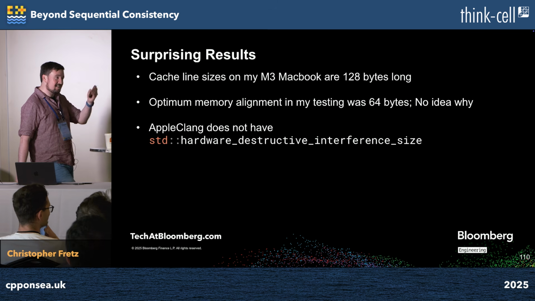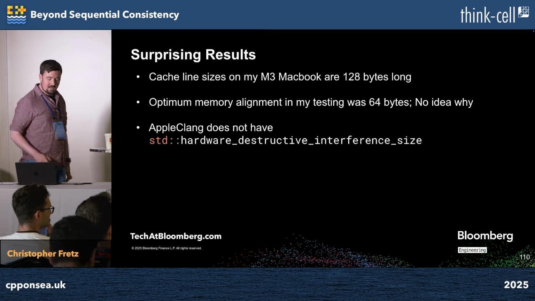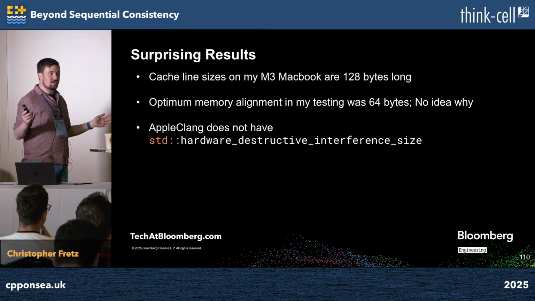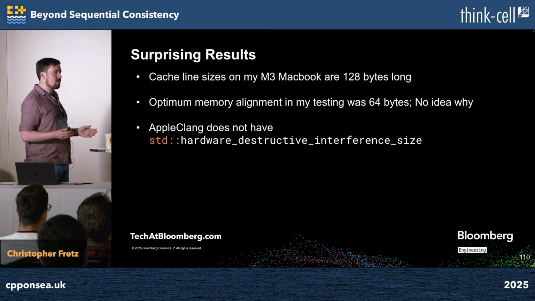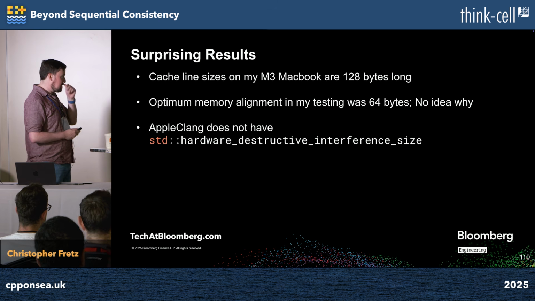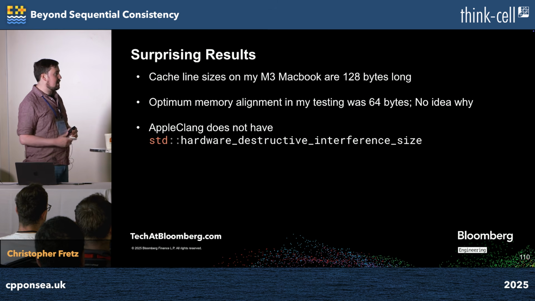Well, maybe, yeah, exactly. Well, it was just a Google search that told me that Macs are 128 bytes. Maybe it is 64, because my testing was that 128 was always a pessimization. But at least on the version of Apple Clang that I have right now, I don't have hardware destructive interference size, so I just had to pin it.